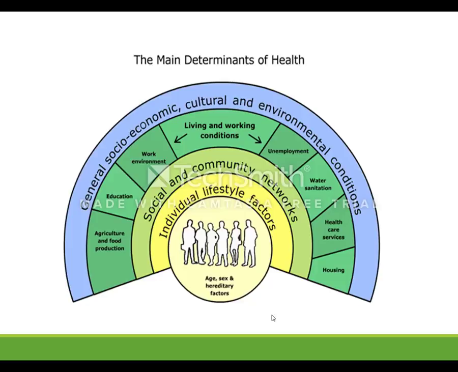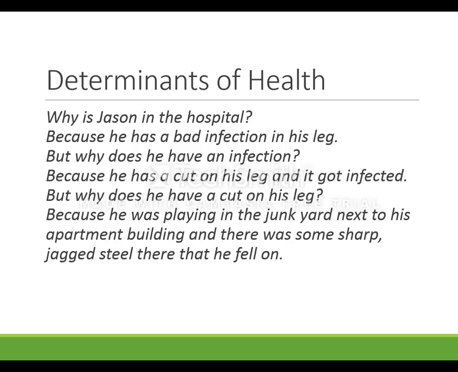And then looking in the green around it, living and working conditions. Ooh, I do like this. This makes so much sense to my brain. And then around that is also general socioeconomic, cultural, and environmental conditions. So I like that visual. Okay, so this is a nice little example, I guess, of determinants of health. So I'm just going to read it really quickly.